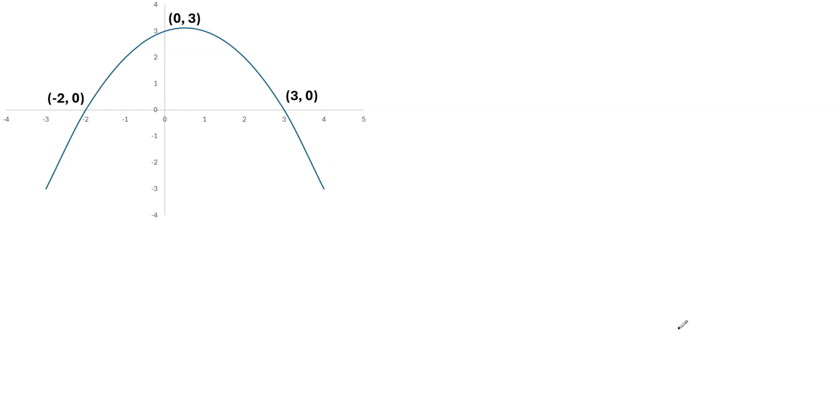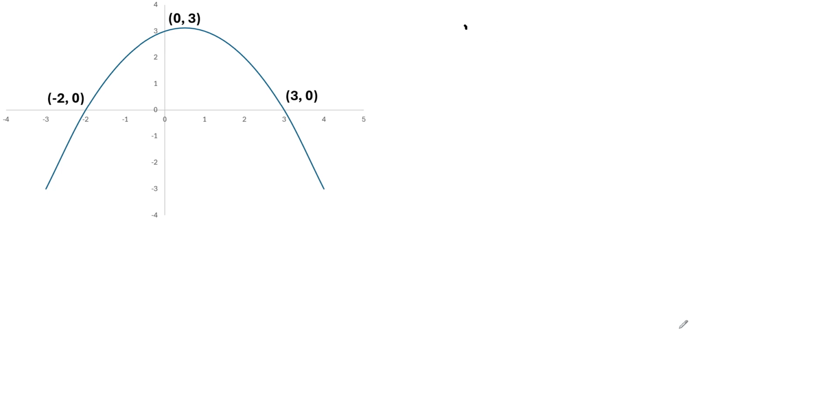In this video, I will explain how to find a quadratic function given the intercepts of a graph. So we have this graph right here, and we're given that the x-intercepts are (-2, 0) and (3, 0), and then the y-intercept is (0, 3). So knowing these points, how can we write a quadratic function?